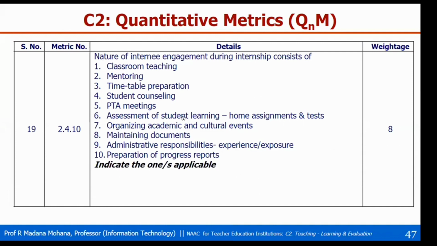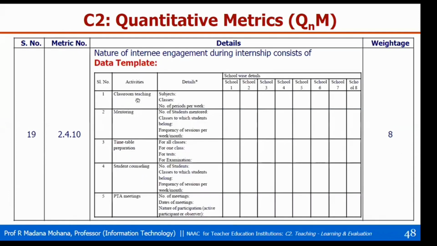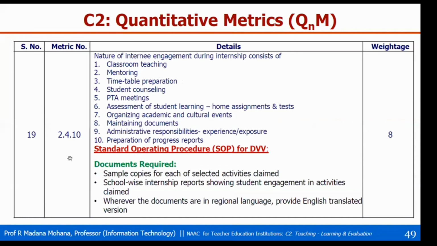It carries 8 marks. The same can be filled in the data template given by the NAAC. So activity wise details, subjects, classes, number of periods per week, school wise, school 1 to school 'n', what are the schools you have adopted. So activity wise, you can provide this data in the Excel format. Then as for SOP, the supporting documents required: sample copies of each of selected activity claimed.